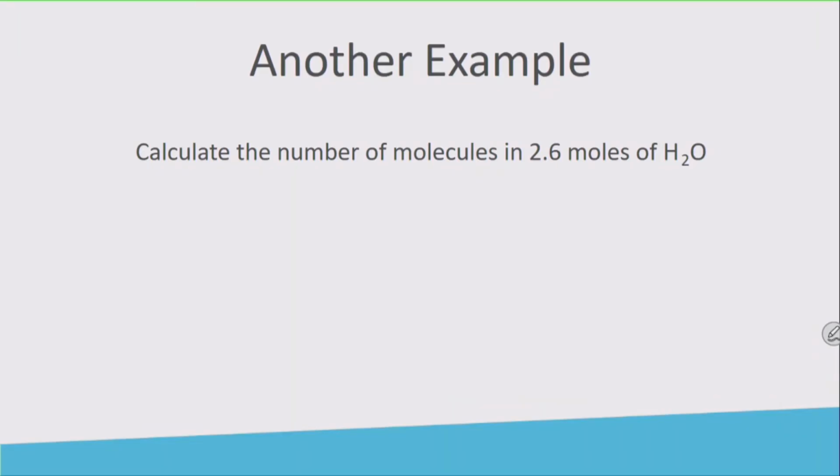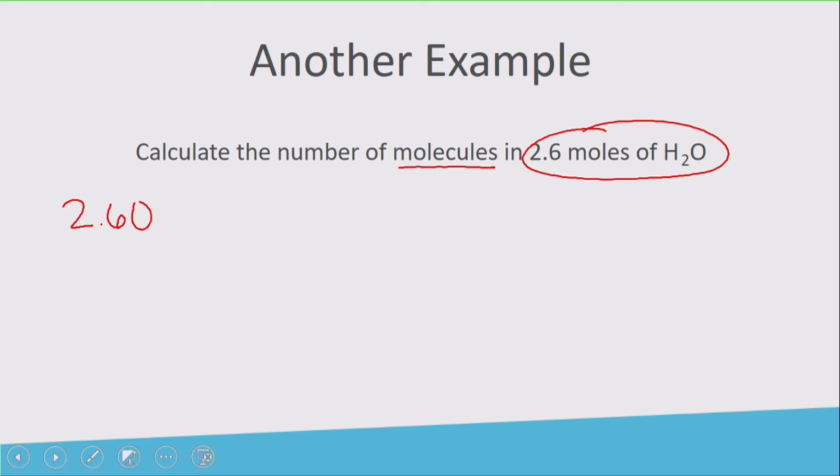Calculate the number of molecules in 2.6 moles of water. We see our given is 2.6 moles, and we want to get to molecules. Same process, start with the given. So I'm going to start with 2.6, oh, not 2.60, that's the wrong number of significant digits. I'm going to start with the number 2.6 moles of water.